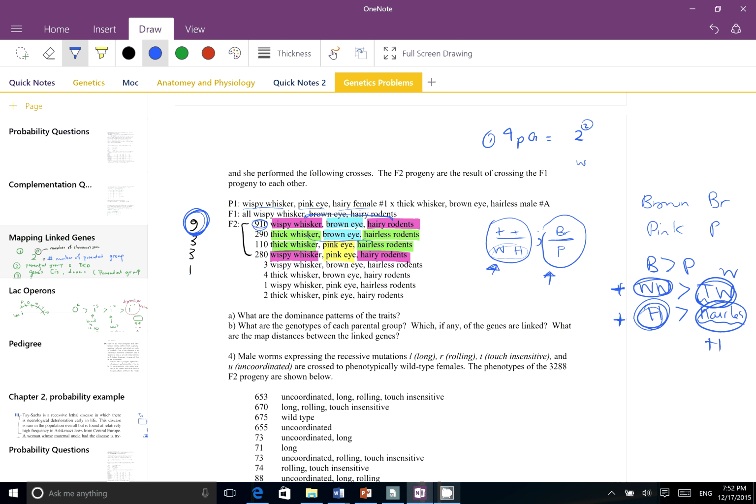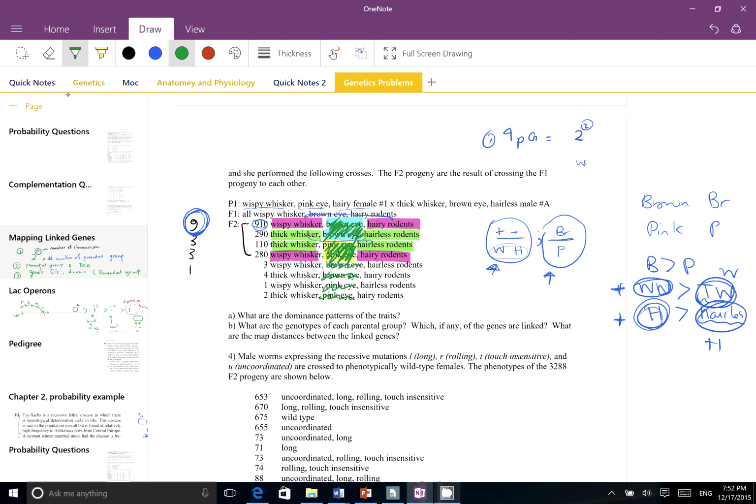So if I know that's the case, if I have a single crossover, let me draw this. If I have a single crossover, I have a hairless one with a wispy whiskered one. So where is my wispy whisker? Here's my wispy whiskered. And since I know that these are on their own chromosomes, I don't care about them. I don't even have to do single crossover. So let me just erase these as if they do not exist.